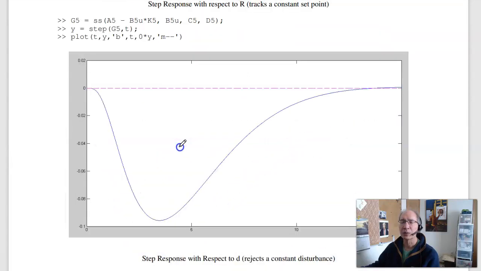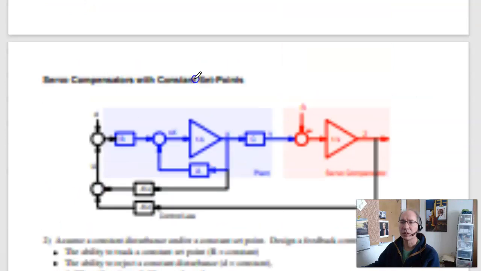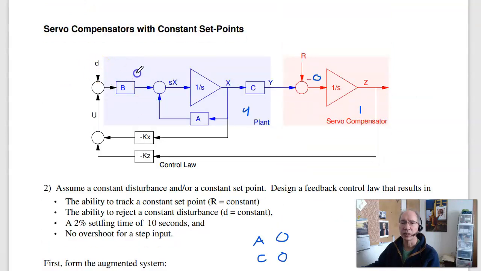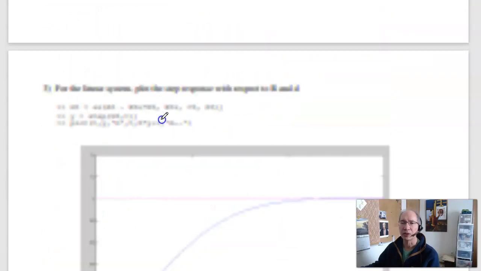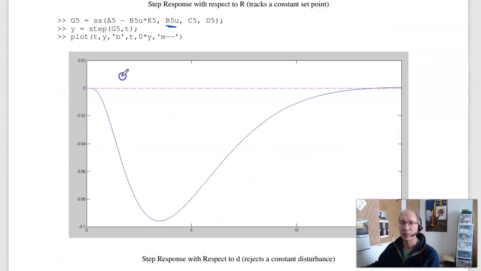Step response with respect to the disturbance, change the B matrix. If that's the B matrix with respect to U, that's over here. That's my disturbance. I should reject a constant disturbance, and I do.